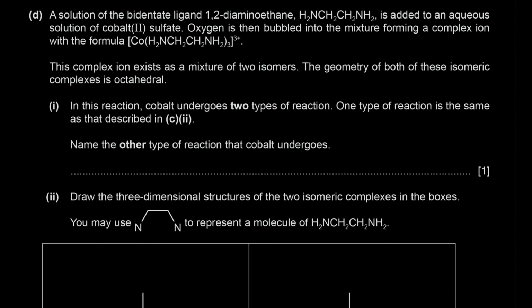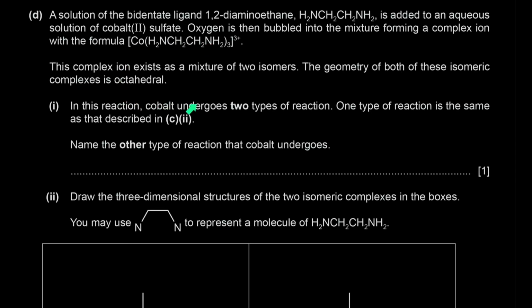A solution of the bidentate ligand 1,2-diaminoethane is added to an aqueous solution of cobalt 2 sulfate. Oxygen is then bubbled into the mixture, forming a complex ion with the formula given over here. Here we have three bidentate ligands bonded to the cobalt, and we form a 3+ ion. This complex exists as a mixture of two isomers. The geometry of both of these isomeric complexes is octahedral. Since we have three bidentate ligands, there are 6 dative bonds. Each bidentate ligand makes 2 dative bonds to the central cobalt ion.